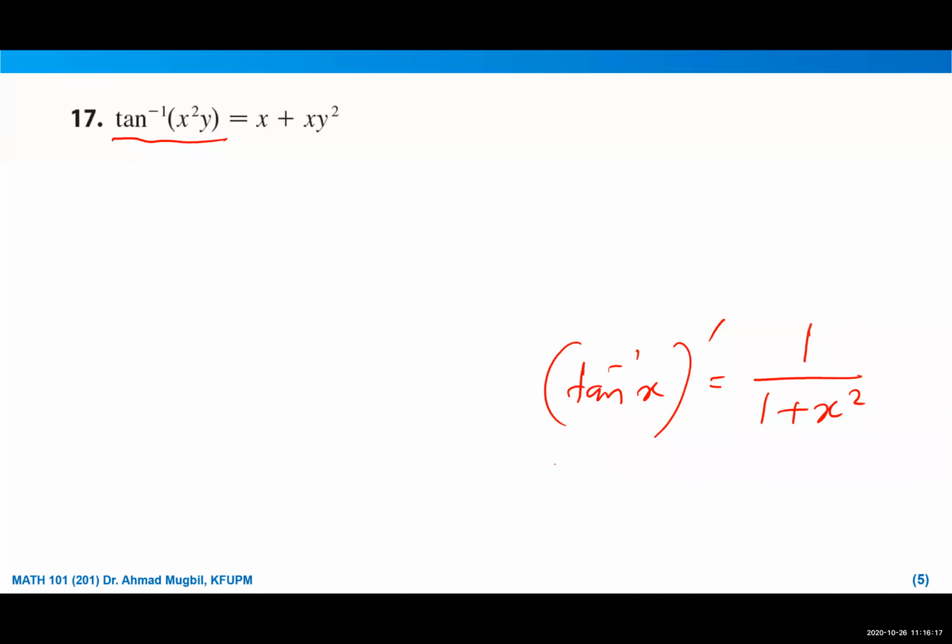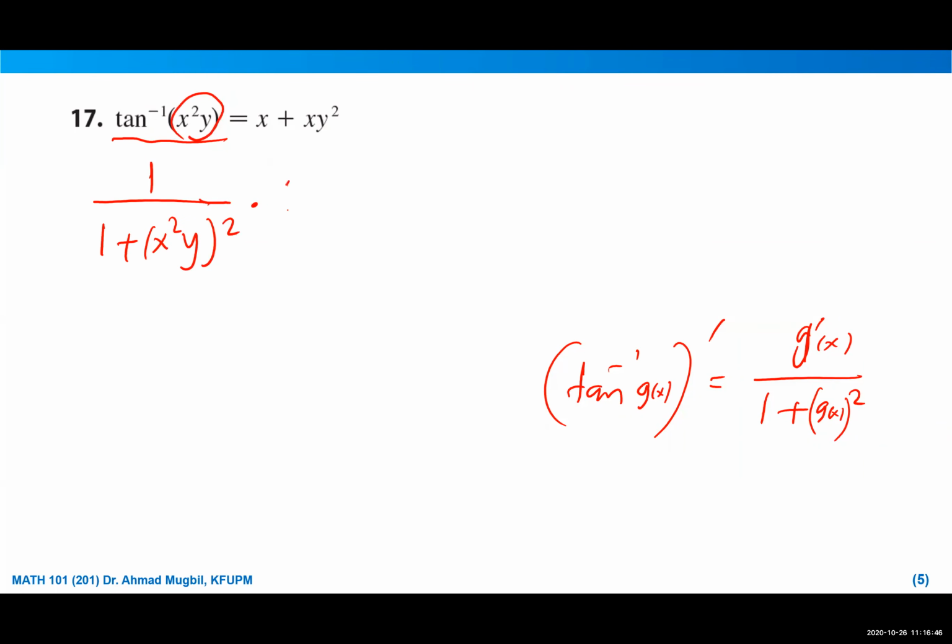So now, if you have a function g of x here, you will have also g of x all squared, and here you will multiply by g prime of x. It will be like this. So this is what you are going to do here. The derivative of tan inverse x squared y will be just 1 over 1 plus x squared y all squared. Here we multiply by the derivative of x squared y.